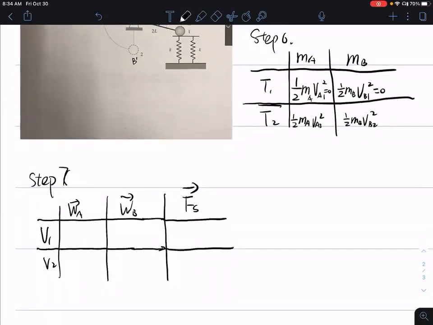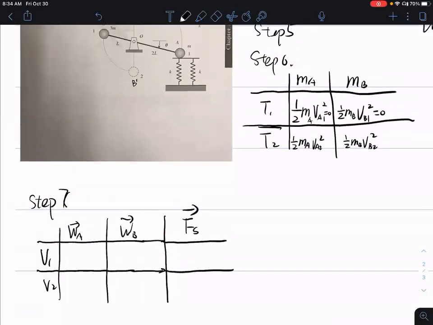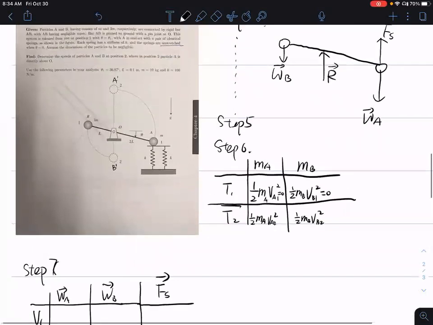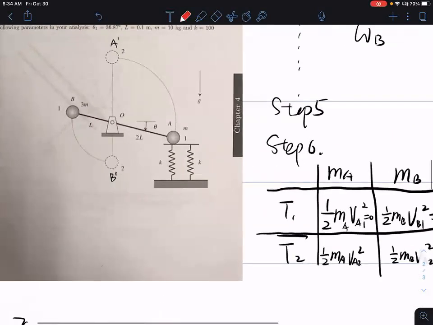At position 1. All right, yeah. Before we do this, you must set up where the 0 reference point is for your gravitational potential energy. So make sure you label that on your diagram, on your sketch here.